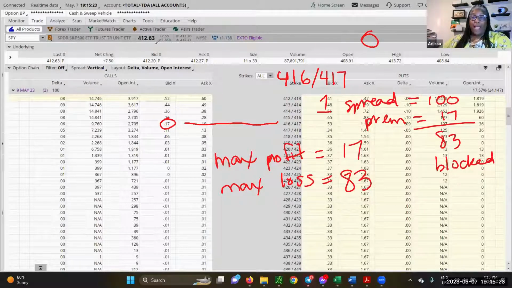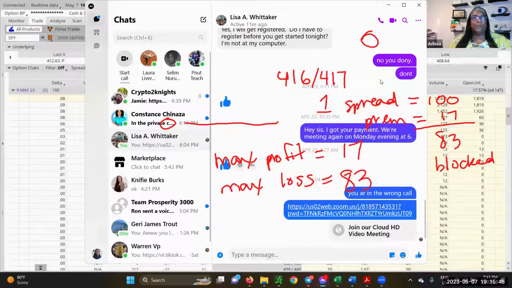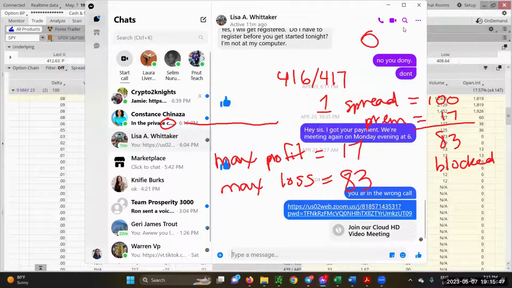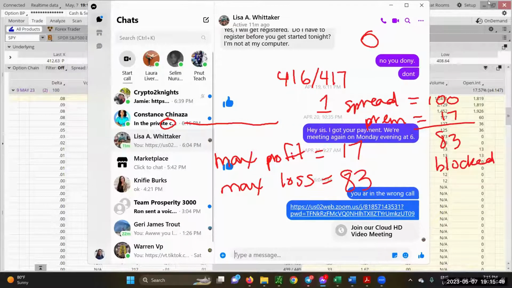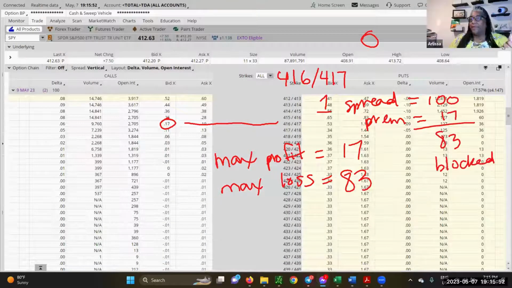So yeah, and then your max loss. What is the situation in which you keep all your money, and the situation where you don't keep all your money? Tell me where you will keep all your money. You'll keep all your money if it doesn't pass the 416. Okay, if it doesn't pass the 416, you keep all your money. Yes.